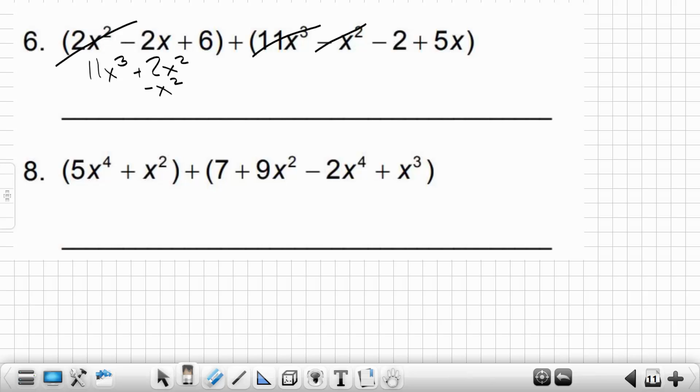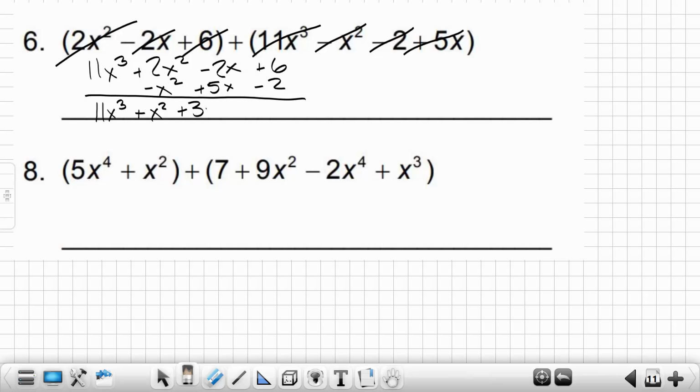No. Do I have any just x's? Yes. Minus 2x. Are there any other just x's? Yes. Positive 5x. Any just numbers? 6. Any other just numbers? Negative 2. Add 11x cubed plus 1x squared plus 3x plus 4. There's my solution. Adding. Don't forget, if you don't see a coefficient, the coefficient is 1.